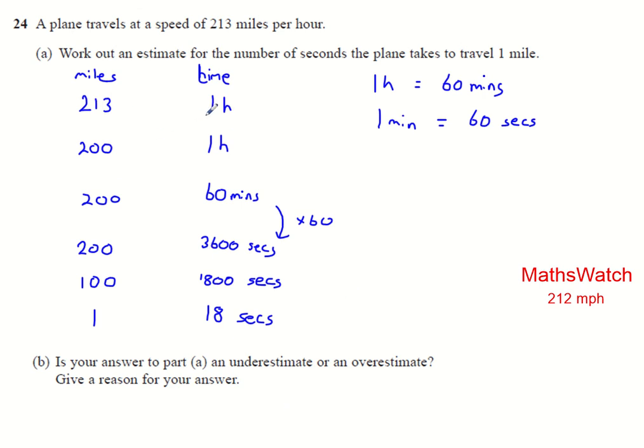So the actual question was 213 miles in 1 hour. We now know that 1 hour is the same as 3,600 seconds. So if we were doing this for real, we would be doing 3,600 and we would divide that by 213. What we actually did was 3,600 divided by 200. And if you divide an amount by a smaller number, you get a bigger answer.